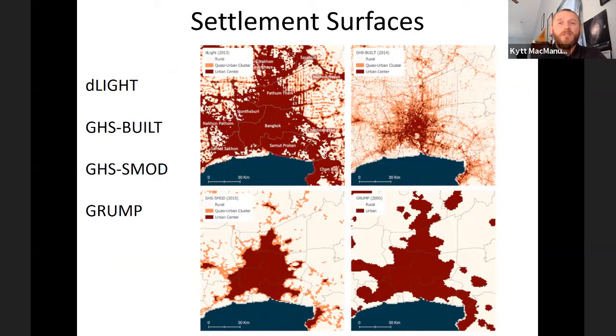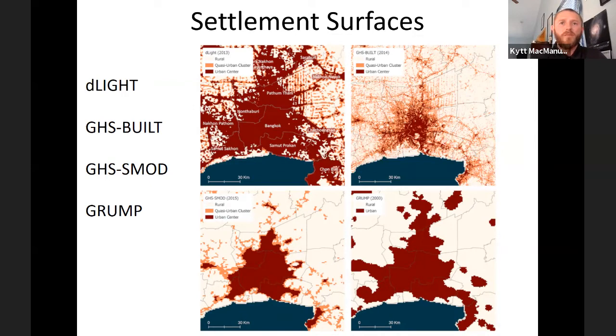So for settlement surfaces, we used one data set that's based on nighttime lights called DLight. DLight uses DMSP information and also information from the more modern VIIRS sensor to create a time series of nights at light for 1992, 2002, and 2013. The Global Human Settlement Layer built-up product also is a time series. It's based on optical data from Landsat, and there are also versions that are based on Sentinel.